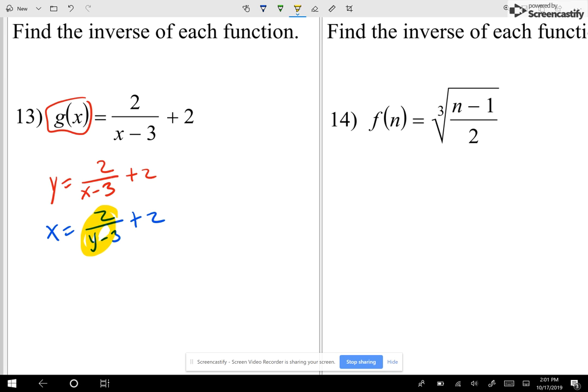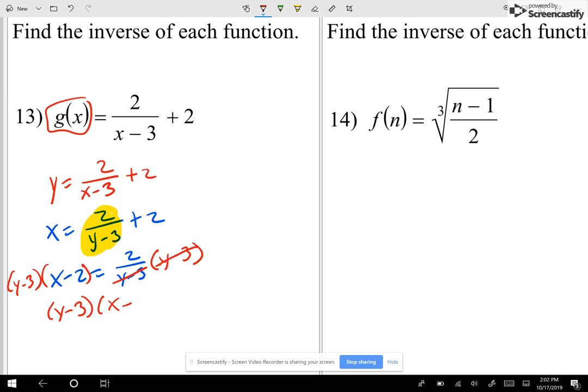I see where the y is. It's a fraction. I want to have that by itself. So let me get rid of the plus 2. So I have that x minus 2 is equal to 2 over y minus 3. I want to get rid of fractions. So I'm going to multiply both sides by y minus 3. Notice the left I put parentheses. So the y minus 3 cancel out on the right. And then I get y minus 3 times x minus 2 is equal to 2.